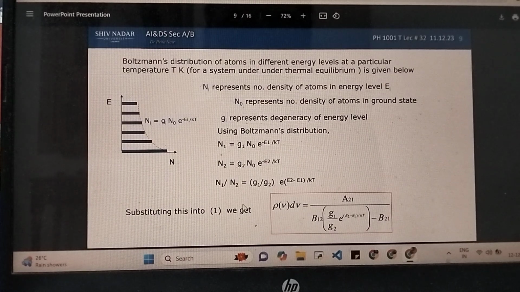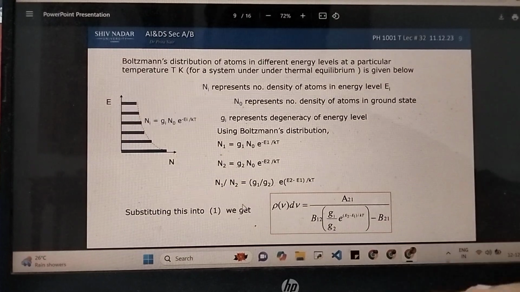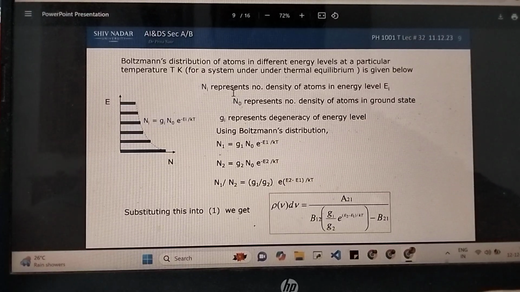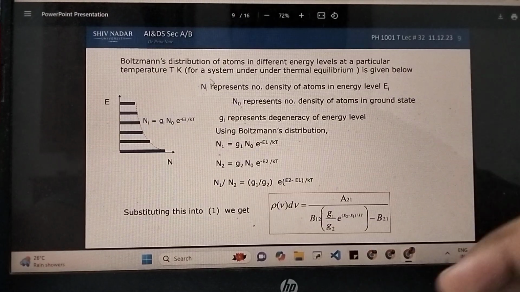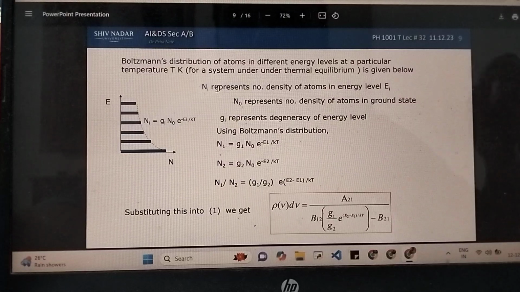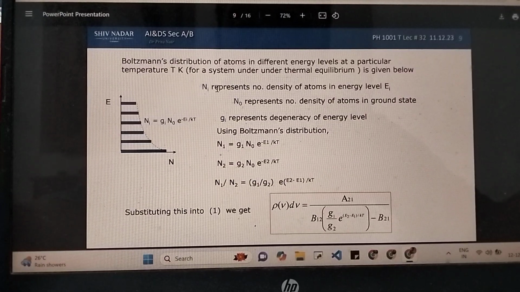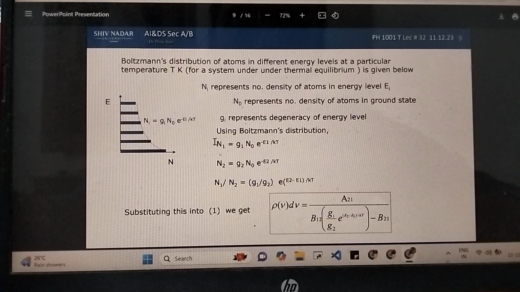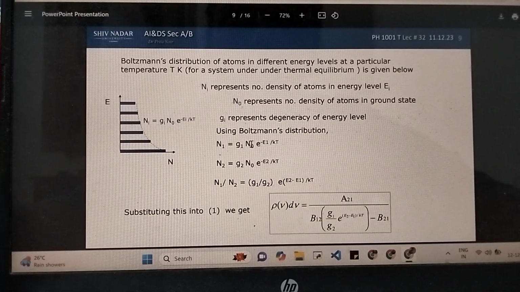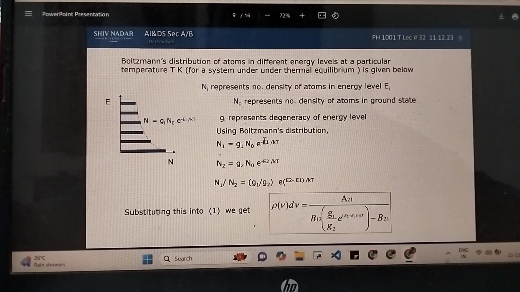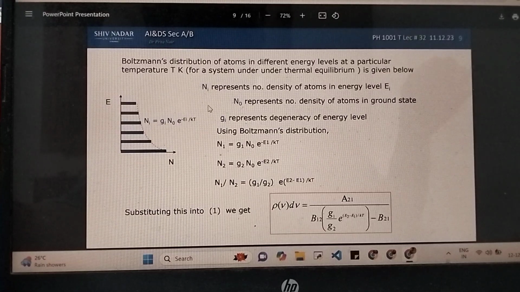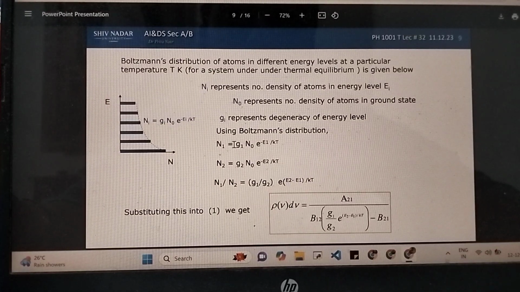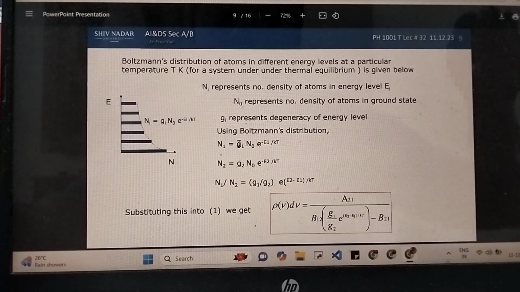Now we will keep that expression with us for a while. This is Boltzmann's distribution for atoms, which if you remember you would have studied in quantum, not in detail, but you would have come across this expression. The number of electrons or the number of atoms in energy level i is given by Ni equals Gi N0 e raised to minus Ei by kT, where Ni is the number of atoms present in the ith energy level.